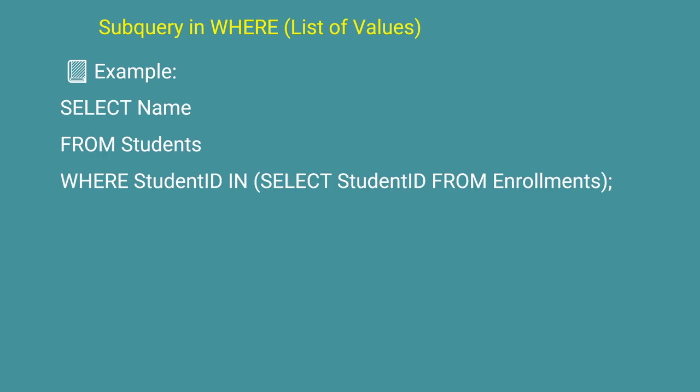Subqueries can also return a list. This query finds students whose IDs appear in the enrollments table. The subquery returns all enrolled student IDs and the outer query matches them.